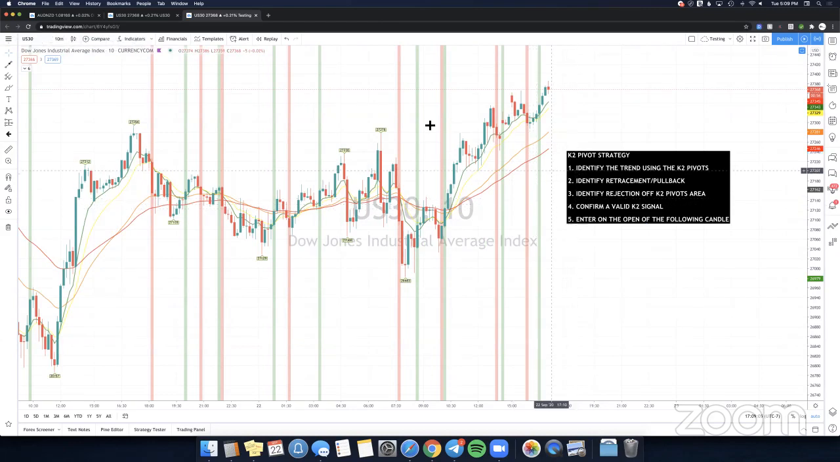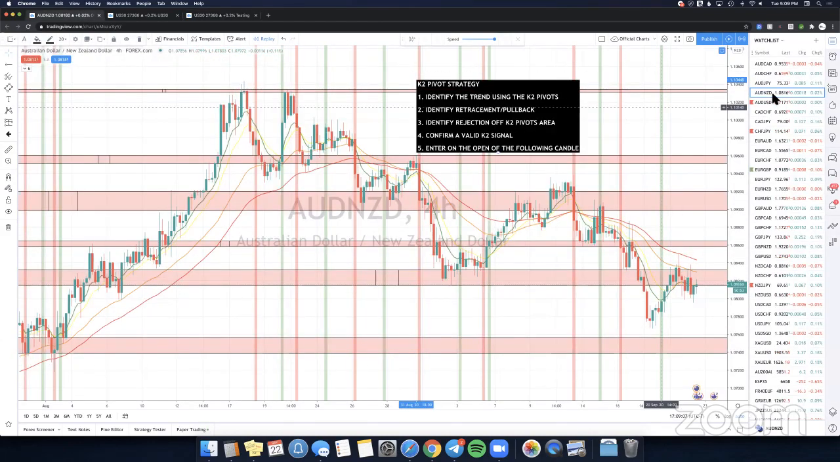Otherwise, I'm just going to go back to our watch list, because I stopped on AUD NCD, and I'm just going to see if there's any other entries for us to take once we reach 6 p.m., which is the next 4-hour candle close.